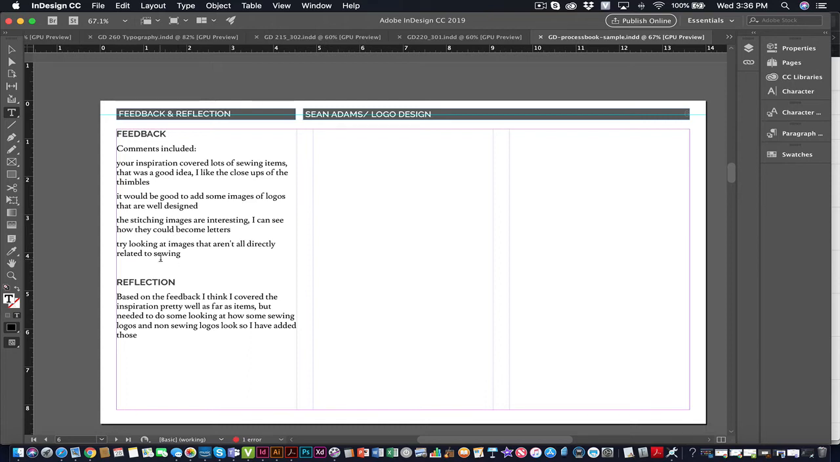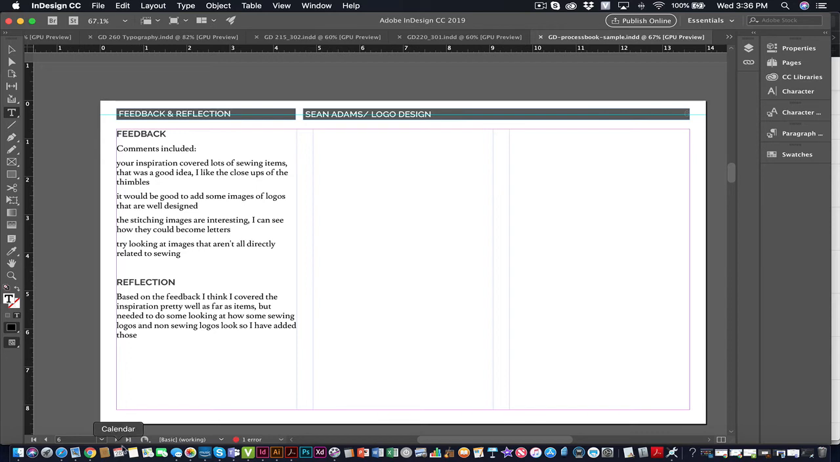So a couple of the comments in here are telling me that I should probably be looking at images that aren't just about sewing, and that I'm designing a logo and yet I have no images of logos in here. So those are some things that I missed. So I'm reflecting on that. I'm talking about how obviously I need to go back and do that.